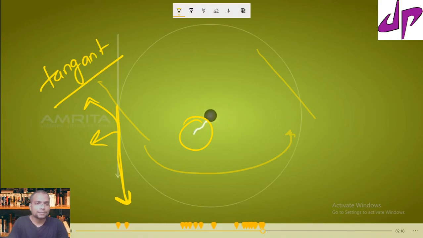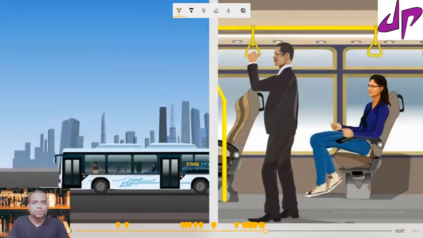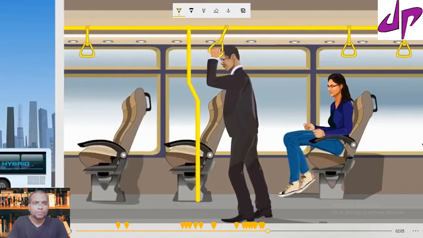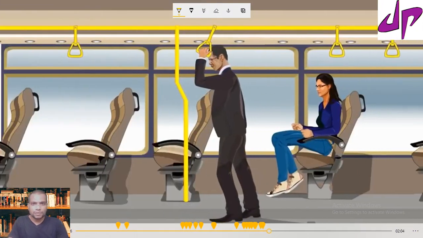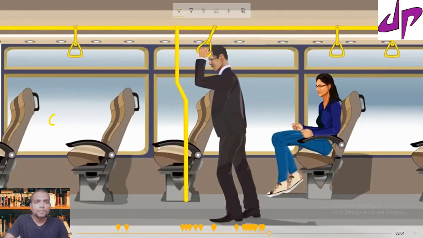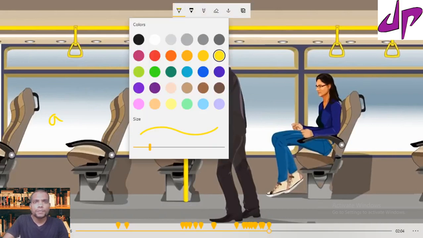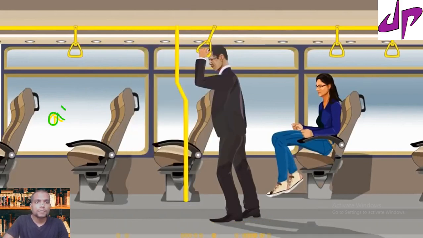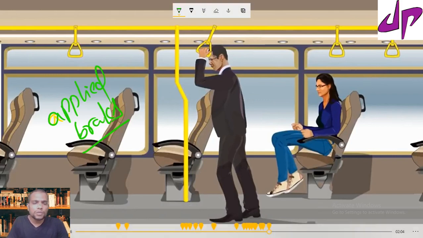Tangent direction. So these are all the examples, if you can say. So, another example: when the bus is moving and the driver applies brakes, if the bus applied brakes, so what happens?